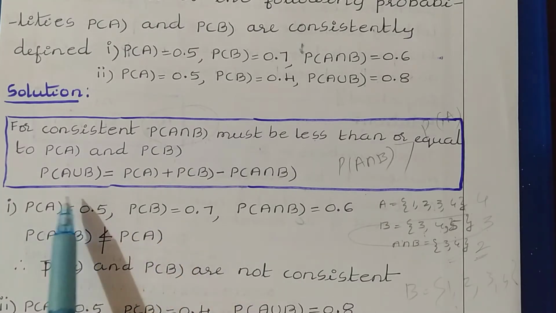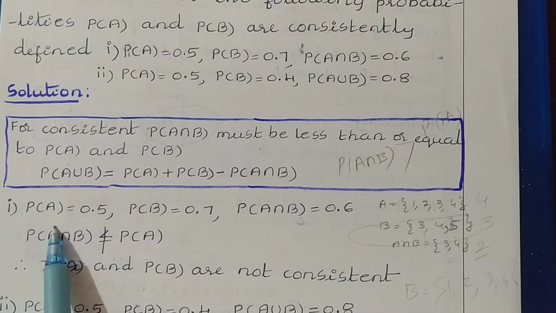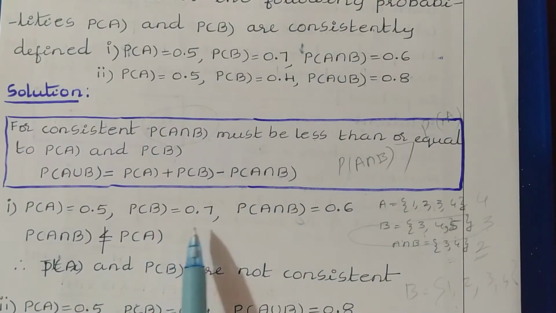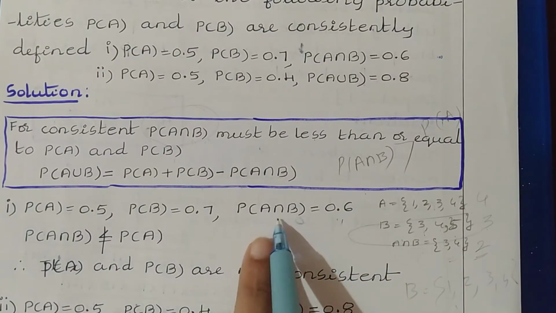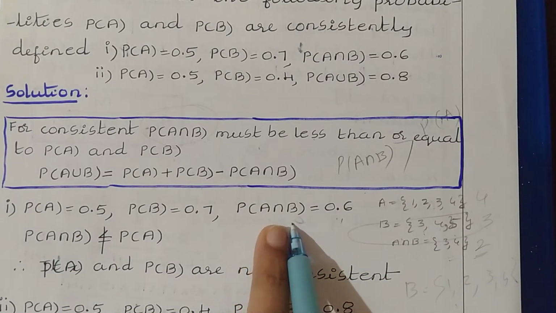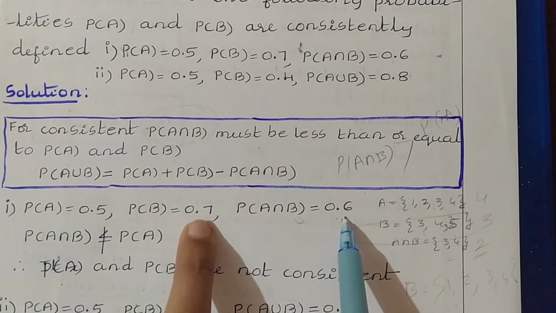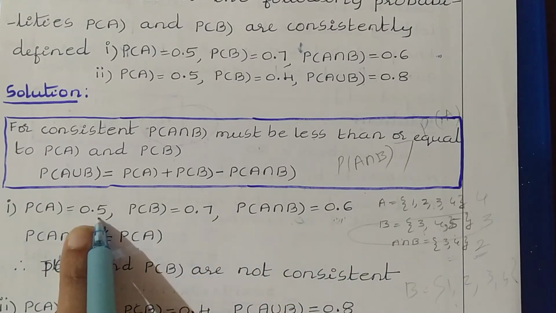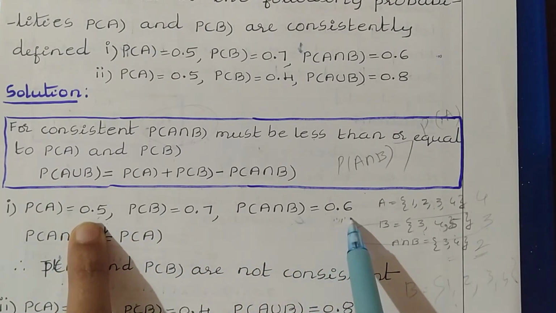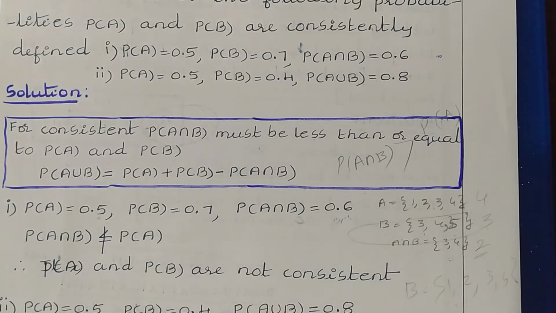So now here, using this formula, we have to check that. So first they have given probability of A as 0.5, probability of B is 0.7 and probability of A intersection B is 0.6. See, now you just see this one. Here they have given the probability of A intersection B is 0.6. Then here we have the probability of B as 0.7. So this is less than this. But what about this? The probability of A we have 0.5 and this is 0.6. So this is greater than 0.5. So which is not at all possible.